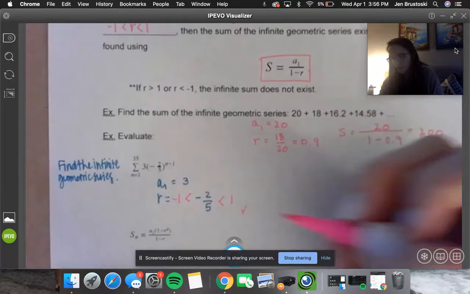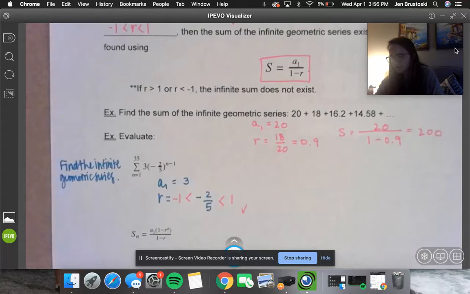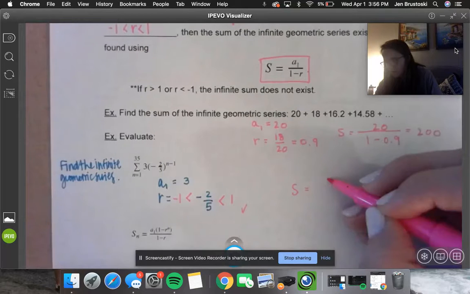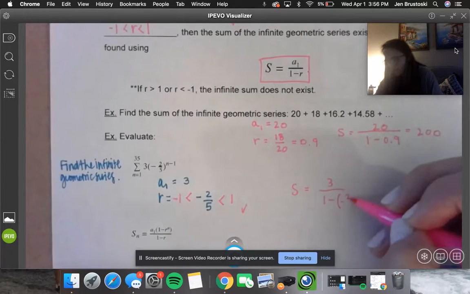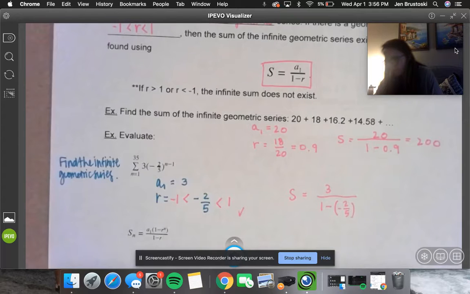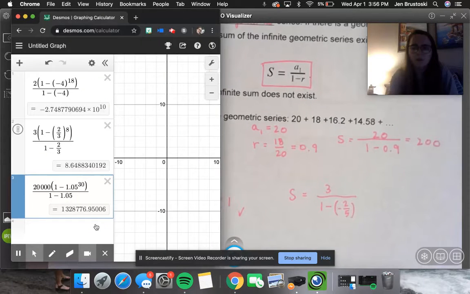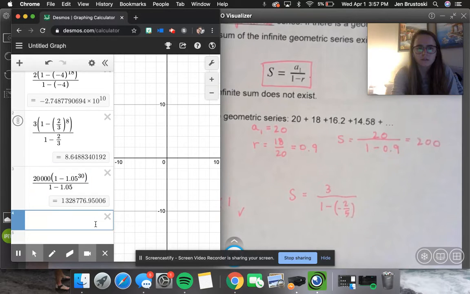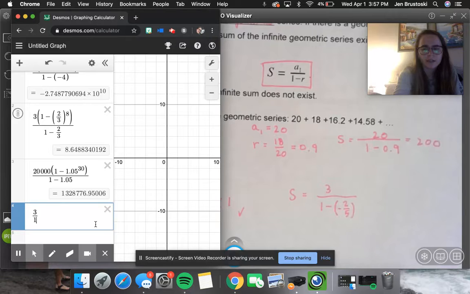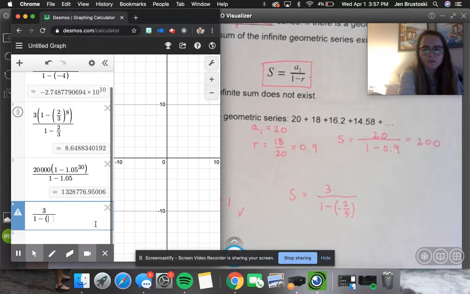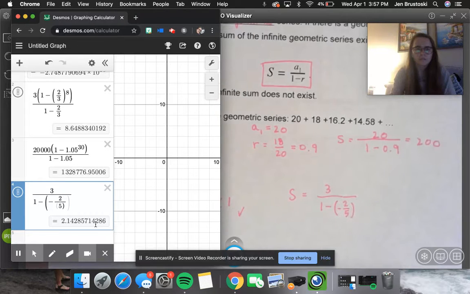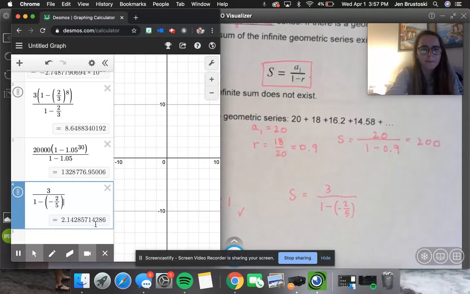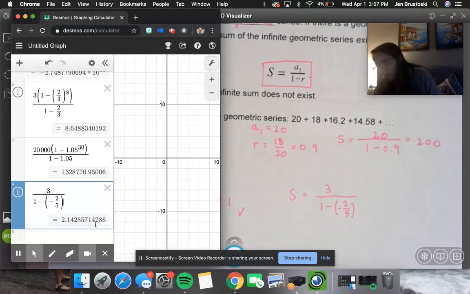All right, so we'll plug it into our equation. So we have s equals 3 divided by 1 minus -2/5. Plug that into our calculator. 3 divided by 1 minus -2/5. All right, so what we end up with is 2.14 for that value.